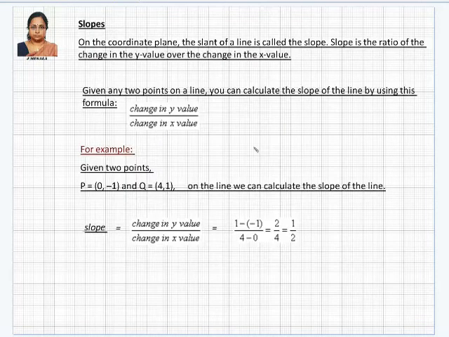The next one, the slope. You know that if any line is there, like a straight line, the line can be this way, or this way, or this way. So these are all lines, and how much a line is inclined with respect to the ground level or the x-axis is what is called slope. Normally we measure that with a formula, that is change in y value by change in x value, or we can also say it's y distance by x distance.